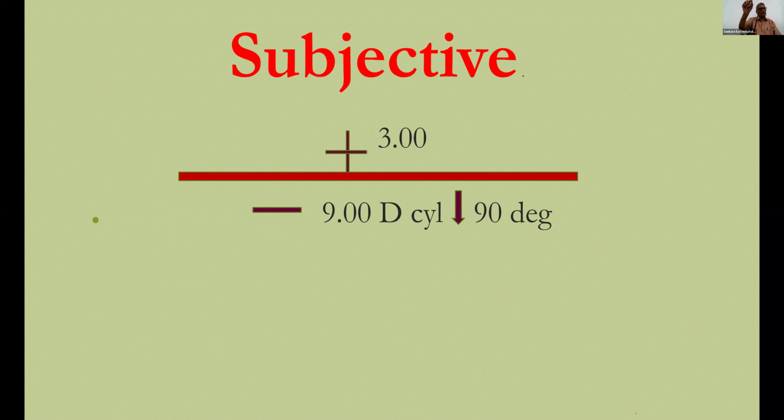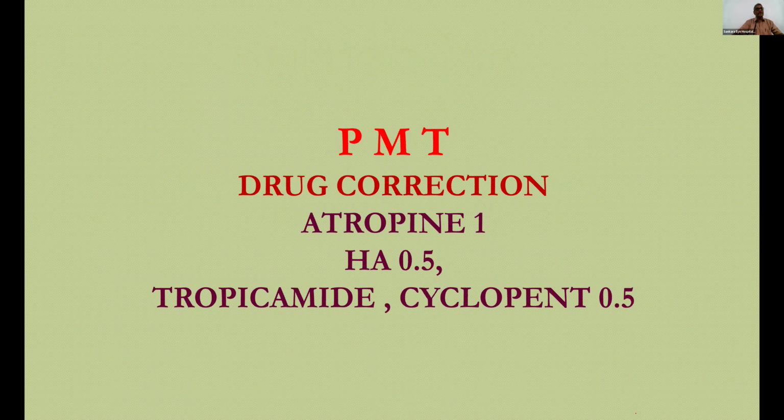Suppose you are getting drug correction, how will you write the prescription? You write and show. But the steps should be perfect. First step is retinoscopy. Next is distance corrections. Next is subjective examination. Next is PMT, drug correction. I told you atropine 1, and all these things.